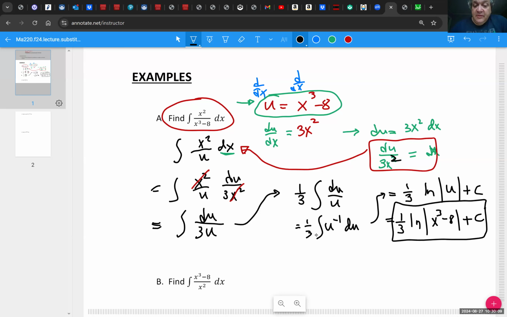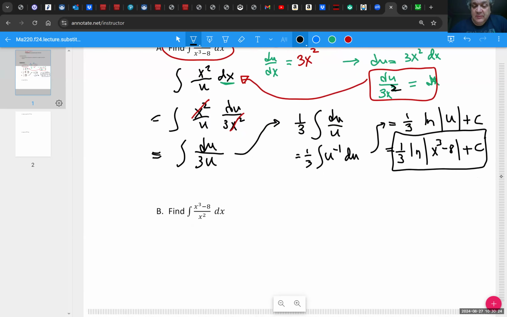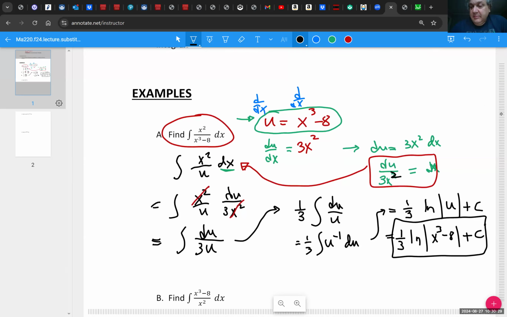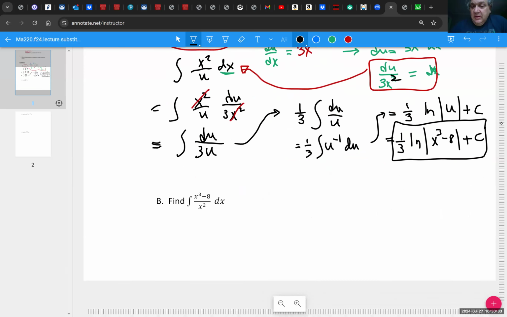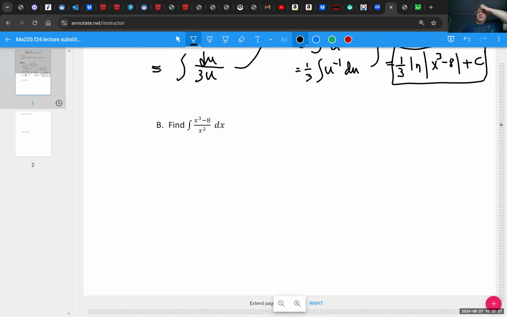All right, for the second problem I have, it's virtually the same as the first problem, but it's upside down. In other words, instead of x squared on the top and x cubed minus 8 on the bottom, I have x cubed minus 8 on the top and x squared on the bottom. I did this problem next to the other one to make a couple of points. So I'm going to start off in our typical fashion with using a u substitution to try to simplify this thing.